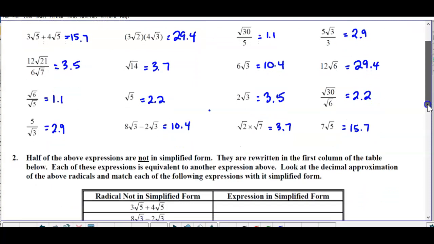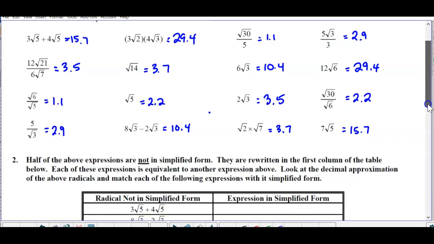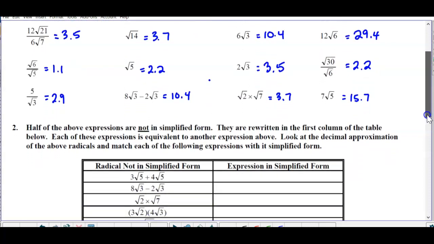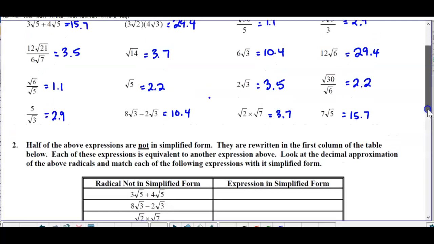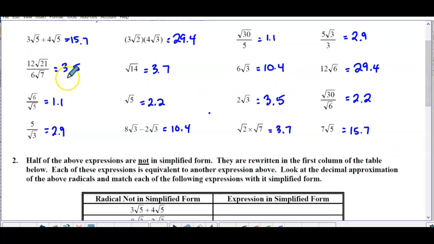It says half of the above expressions are not in simplified form. They are rewritten in the first column of the table below. Each of these expressions is equivalent to another expression above. Look at the decimal approximation and match them. So, for example, 3 root 5 plus 4 root 5, that's the first one, is 15.7. What else is 15.7? So this one and this one, 7 root 5.